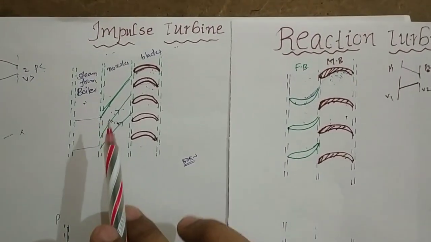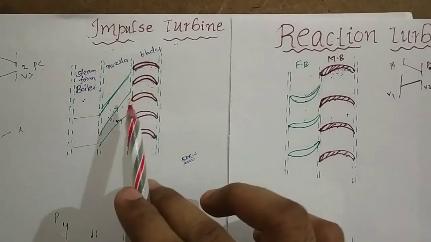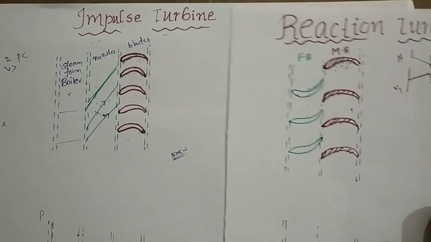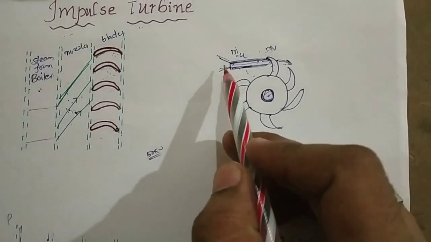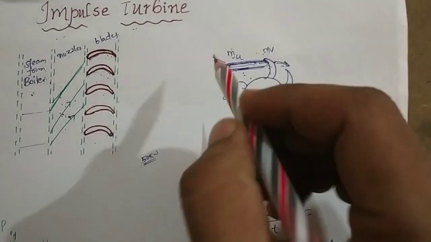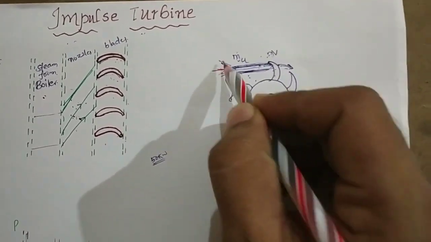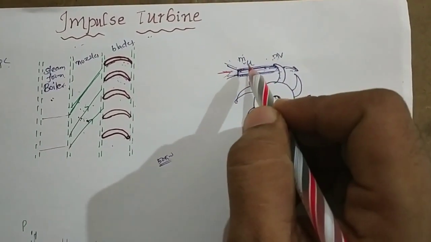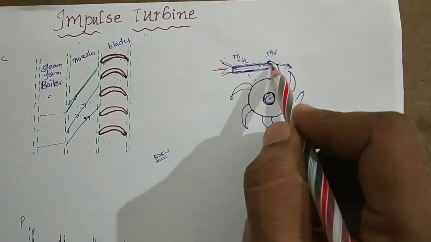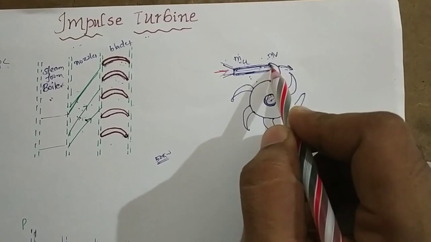Second point. Here, the rotation of the blades takes place only because of the impulse force. What is meant by impulse? I explained it in the previous class, but once again I am explaining impulse. Now the steam is coming from the nozzle. The steam has some mass m and some initial velocity u. Assume this jet of steam is coming and touching the blades. Then what will happen here?